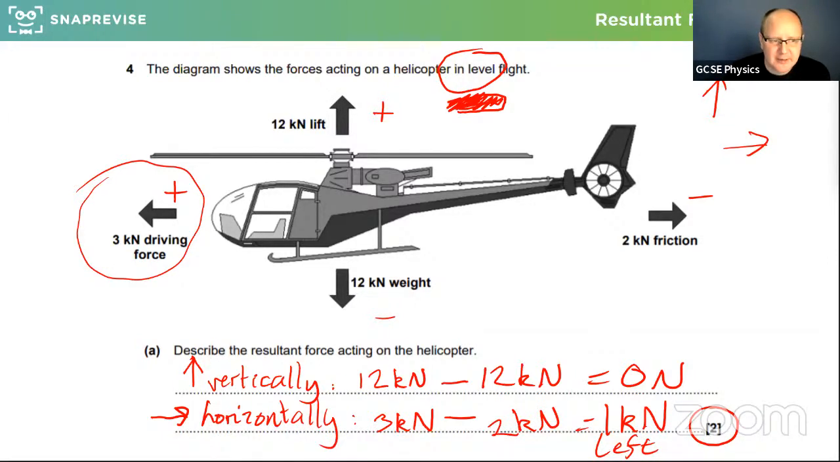Otherwise, I'm not describing that force correctly because force is a vector. It doesn't matter with this one because it's zero, so it doesn't act in any direction. But with the second one, you've got to remember to state the direction as well. So yeah, 1 kilonewton to the left is the correct answer there for 2 marks.